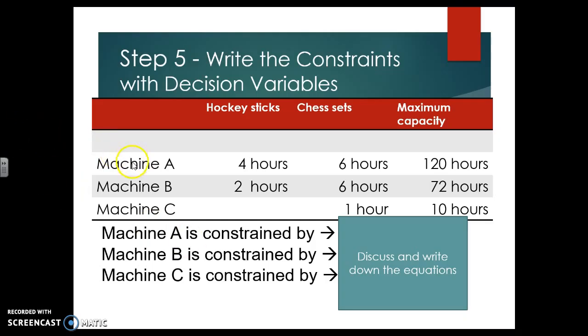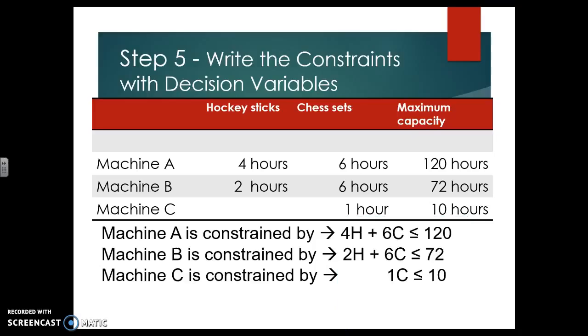So there's 3 constraints for machine A, B, and C. So pause and write those. So for machine A, I have 4 hours needed for each hockey stick. I have 6 hours needed for each chess set, and I have a maximum of 120 hours. I don't have to use all 120, but I can't go over 120. Same for machine B. 2H plus 6C cannot be more than, but it can be equal to 72.